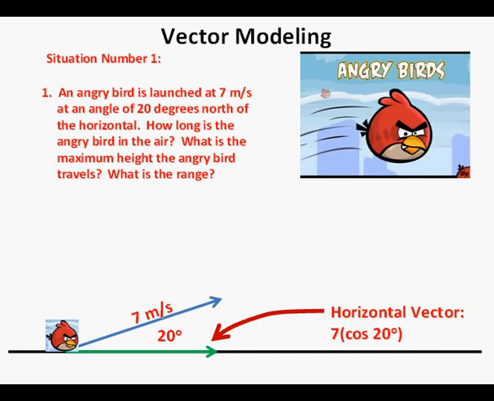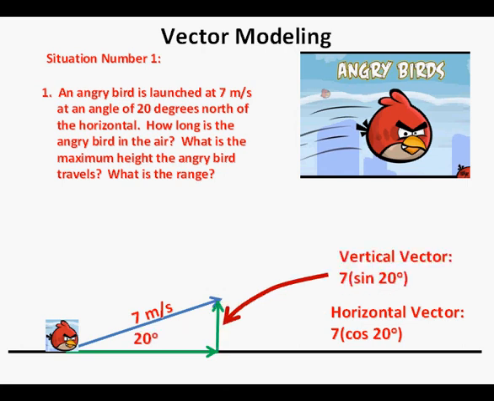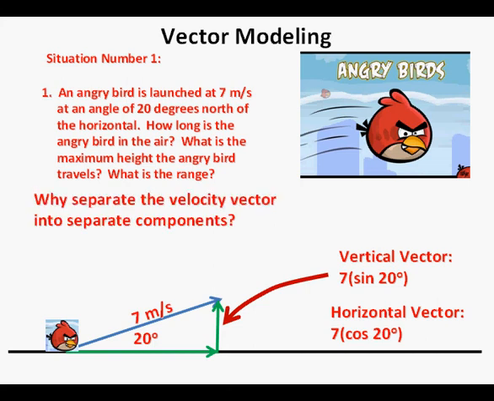Now we'll use trigonometry to separate the horizontal and vertical components of the vector. The horizontal component is 7 meters per second times the cosine of 20 degrees. And the vertical portion of the vector will be 7 meters per second times the sine of 20 degrees.